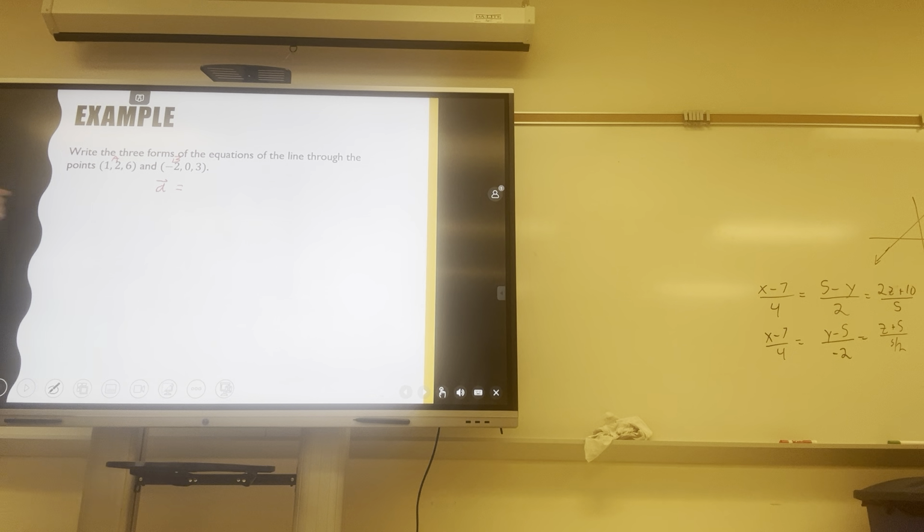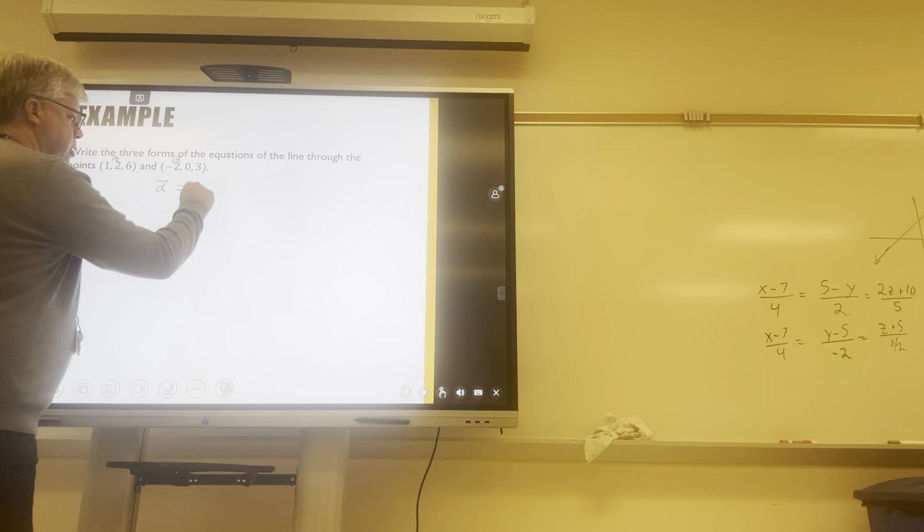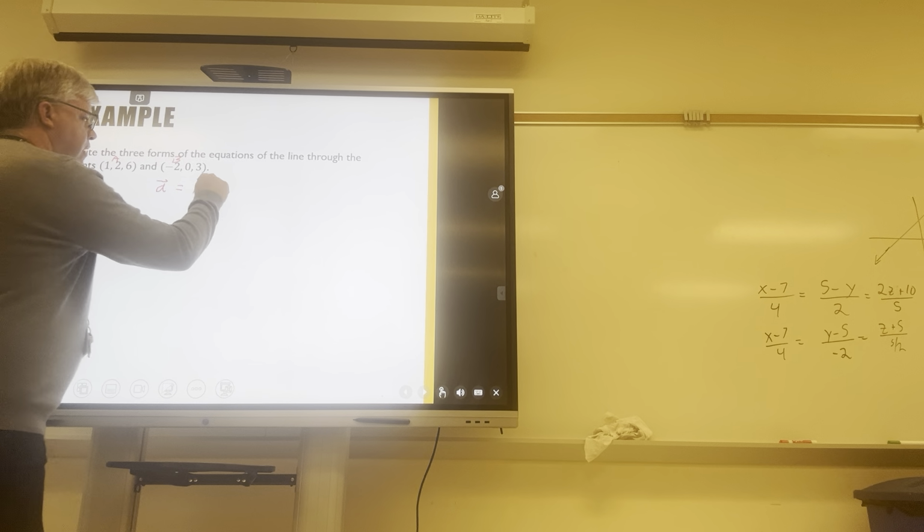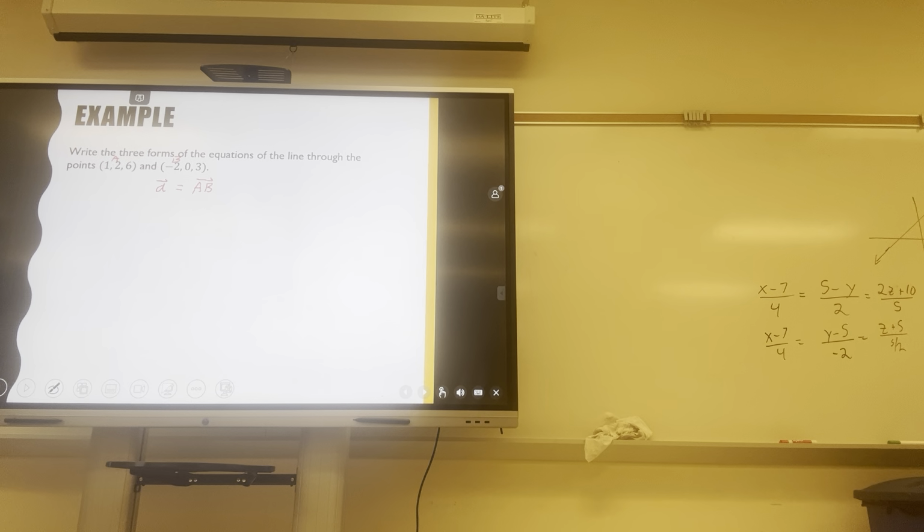Yeah, okay, so for one direction vector, I actually have some choices here, right? I could do the vector from A to B if I want. Could I also do B to A? That would be fine, right? Actually, any scalar multiple of this. We don't care how big this vector is, we just need a direction that the line travels in.